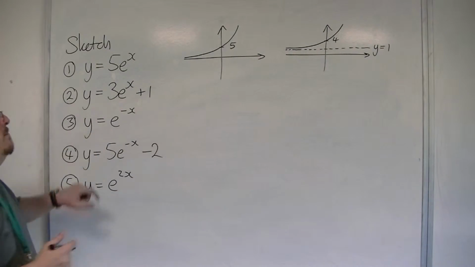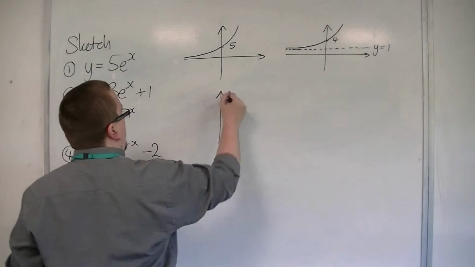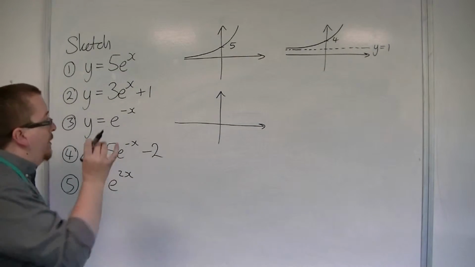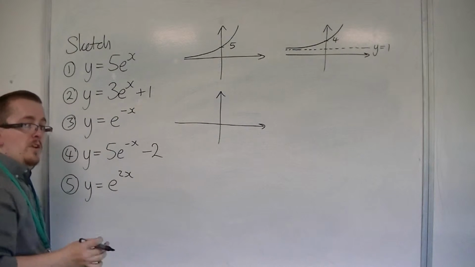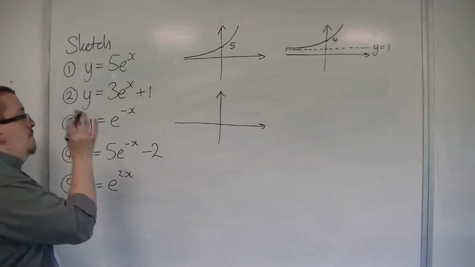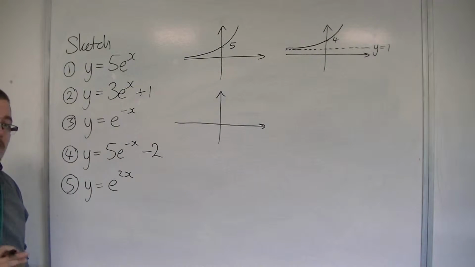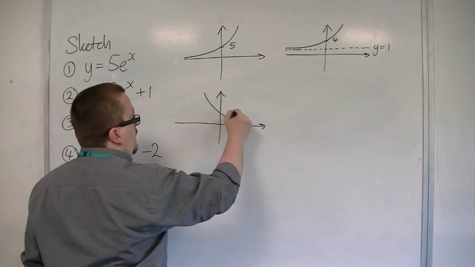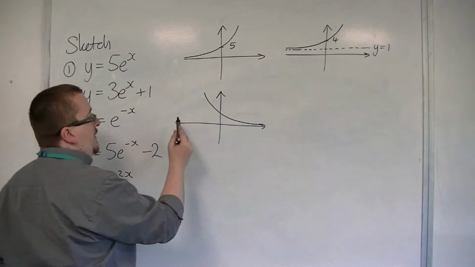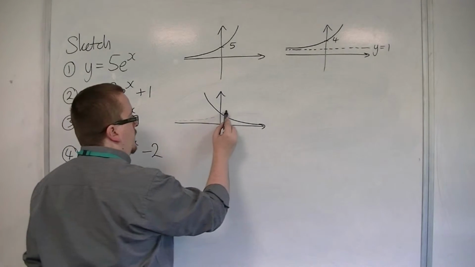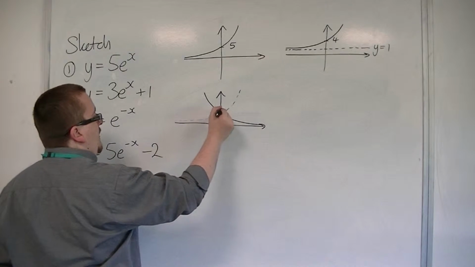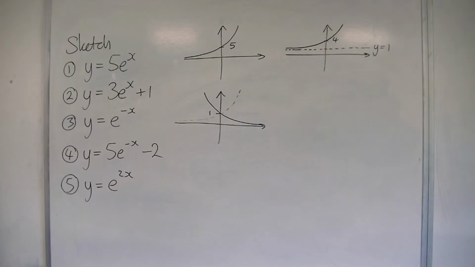Y is equal to e to the minus x. Now that is a reflection, because we can see that there is a minus in front of the x. And remember, that's a reflection in the y-axis. And so the curve would look something like this. So instead of the regular, like that. Okay? So that would be y is equal to e to the minus x, and it would be going through 1 on the y-axis.